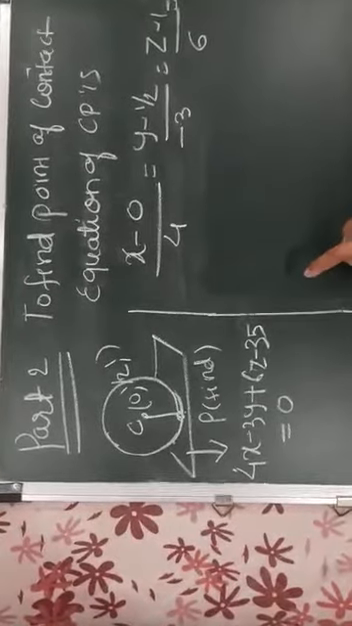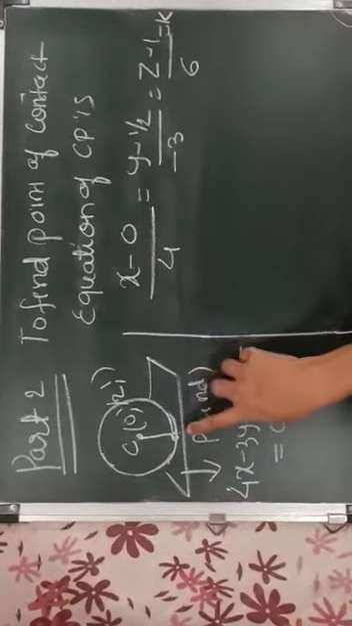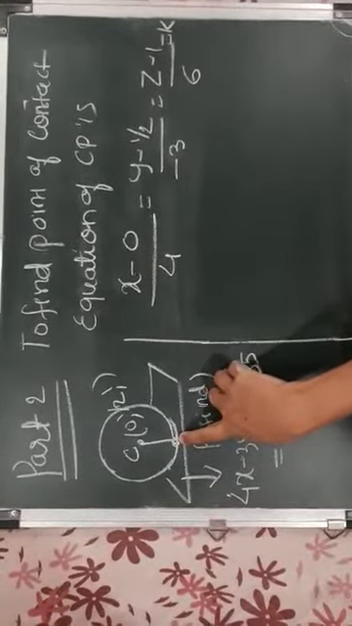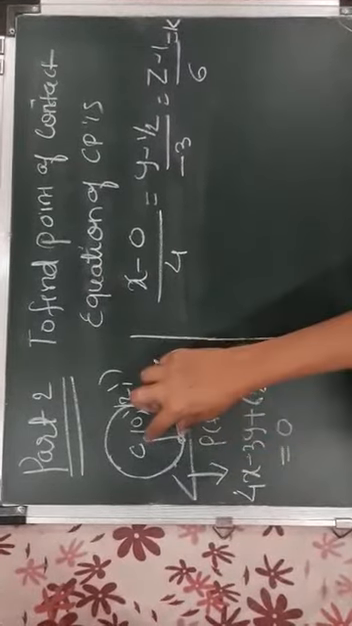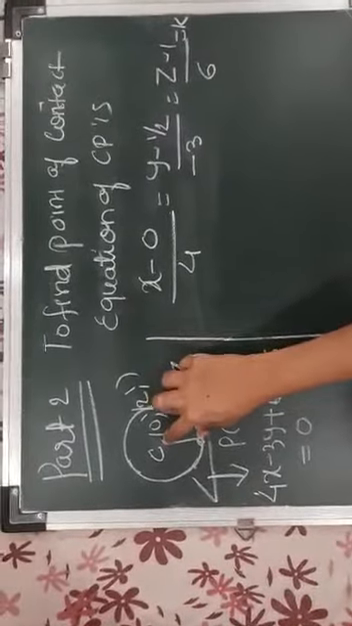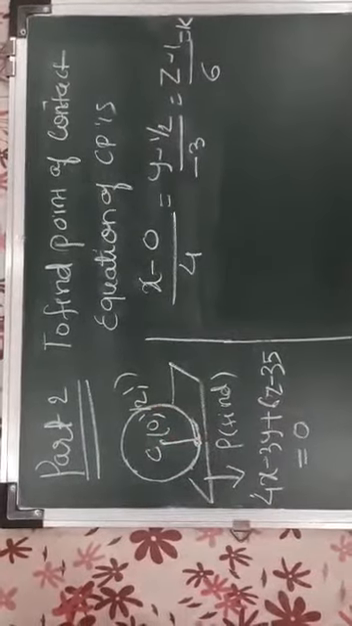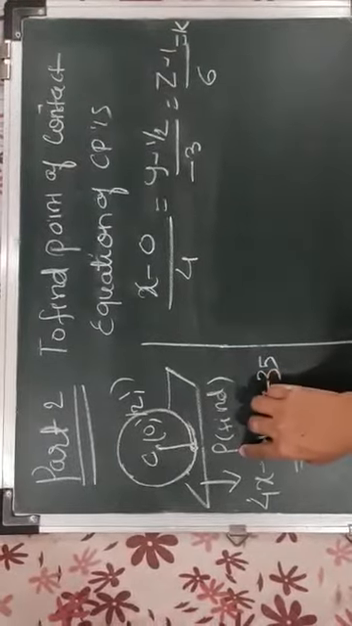So let us see the second part of the previous example. Once we have proved that this plane is tangential, we have to find the point of contact P of the plane with the sphere. So P, if I want to find, I'll write down the equation of line CP in general form and get the values of x, y, z in terms of k, and then find the value of k so that the point P will be obtained.